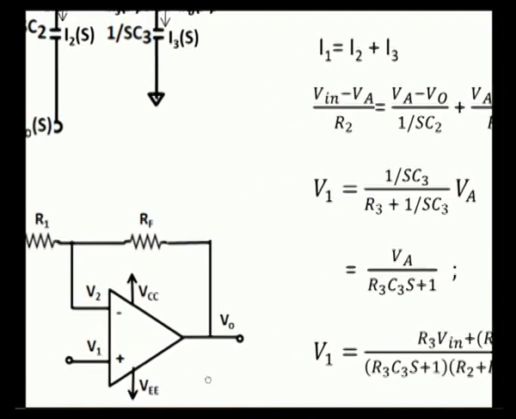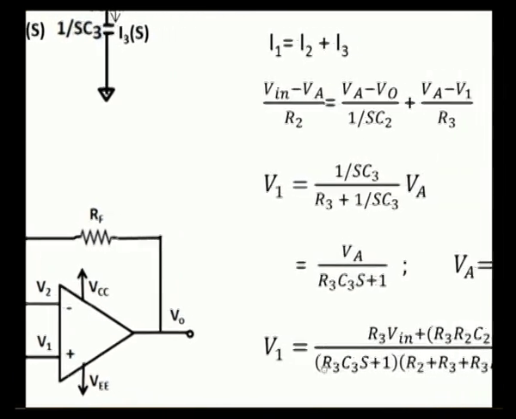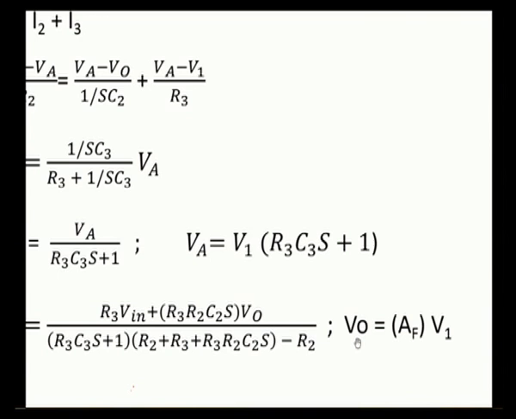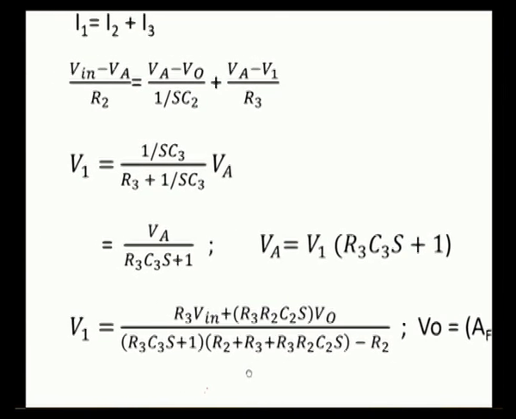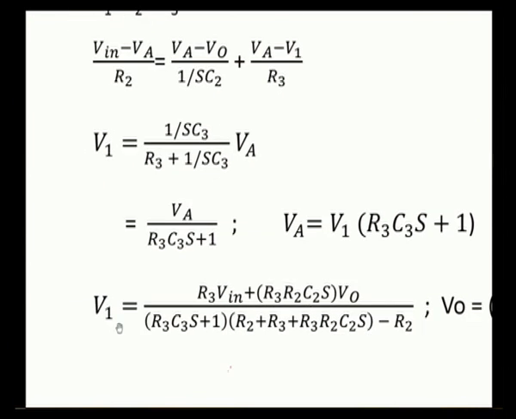Now, if we express this V1 in terms of V out, V out here is gain multiplied by V1. This V1 is connected to the non-inverting terminal, so it is this non-inverting gain. So V1 here can be related to V0: V0 is AF multiplied by V1. Again we have to substitute here V1 in terms of V0, so this is the expression we will have.